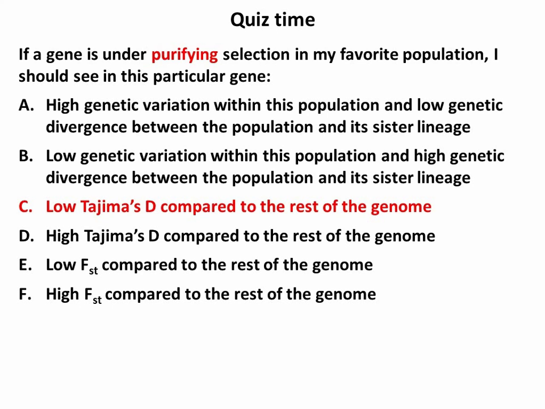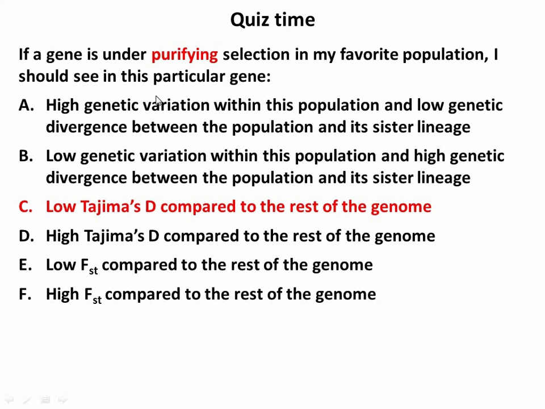So actually the only answer that is correct is C. If you have a low Tajima's D compared to the rest of the genome, it again suggests that at the specific locus under purifying selection, you have reduced genetic diversity compared to what you expect, which is exactly what purifying selection is doing. Again, it's purging any new mutation arising, so it's going to deplete genetic diversity completely. So it's a low Tajima's D that we expect here.